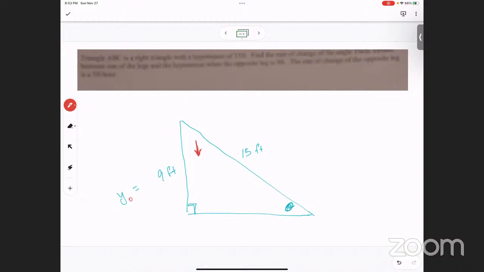So we know that theta, what's the relationship between theta and y right here? They're adjacent to each other. But what formula could I use? What function could I use to relate this to these things? Sine, because it's opposite over hypotenuse. Very good. So I know that the sine of theta equals y over 15, right? Because y is the opposite side in this case.